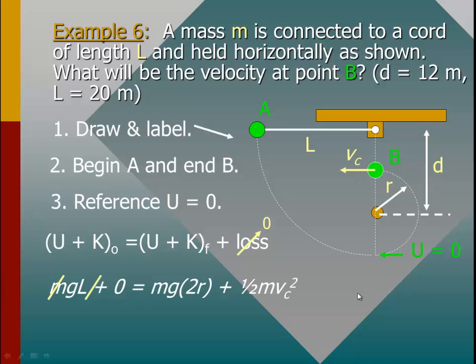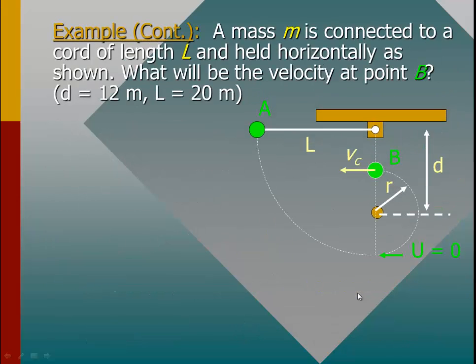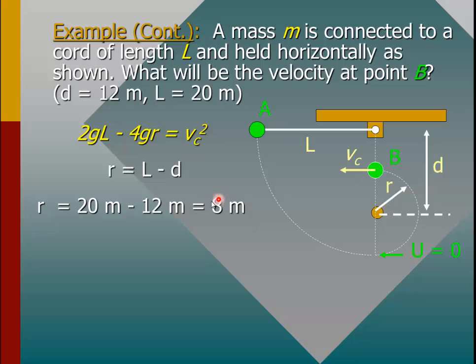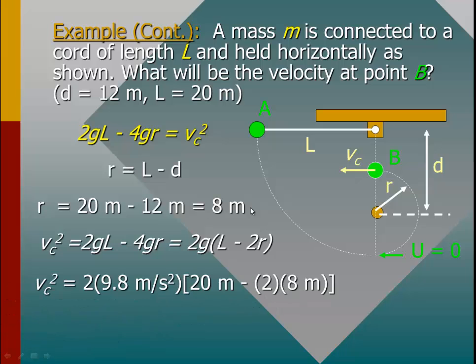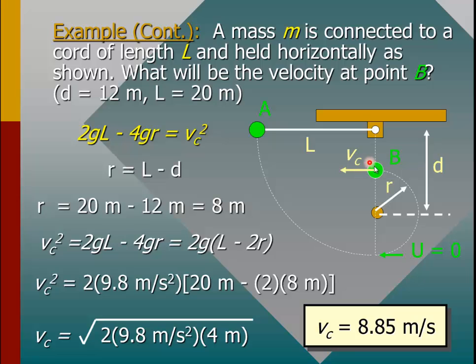The m's cancel. And then we can multiply by 2. And then we can solve for Vc, but we need to find out what R is. So we know what L is, it's 20, and then D is 12. So if we take the difference between them, we can figure out that R is 8 meters. So plugging in everything that we know and square rooting it, we can figure out what the velocity is at C. So again, the basic idea is this potential energy becomes this potential energy and this kinetic energy.